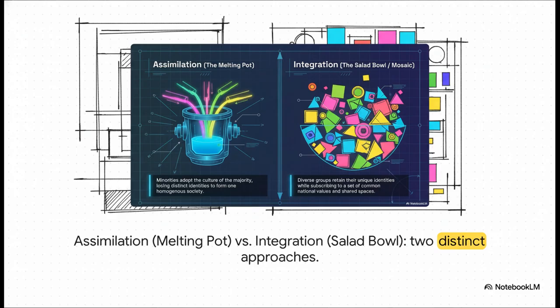Then on the right, you have integration, the salad bowl, where all the diverse groups keep their unique flavors but are still part of the same dish, united by a common set of national values. 2 very, very different designs.